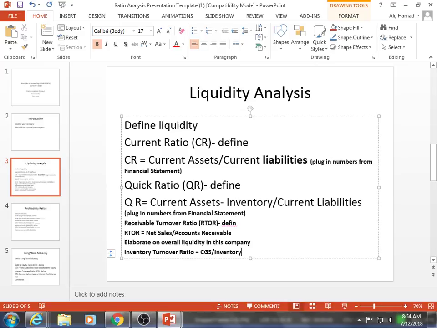Look for your inventory in the balance sheet. It's a current asset. It's in inventories.